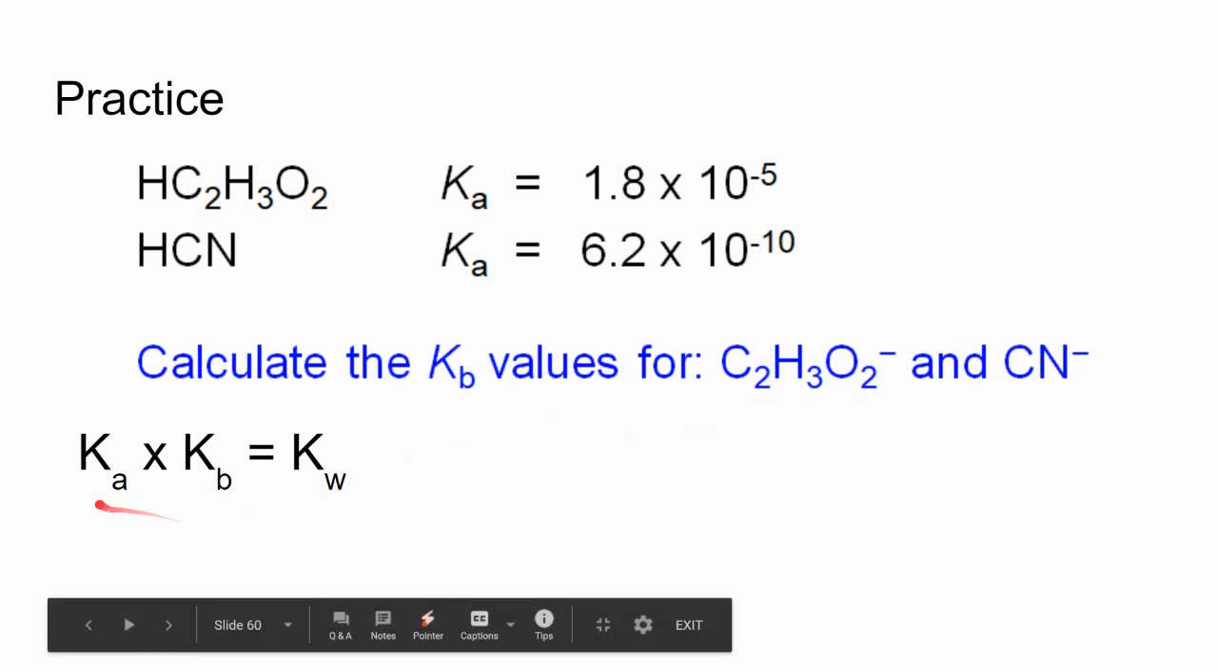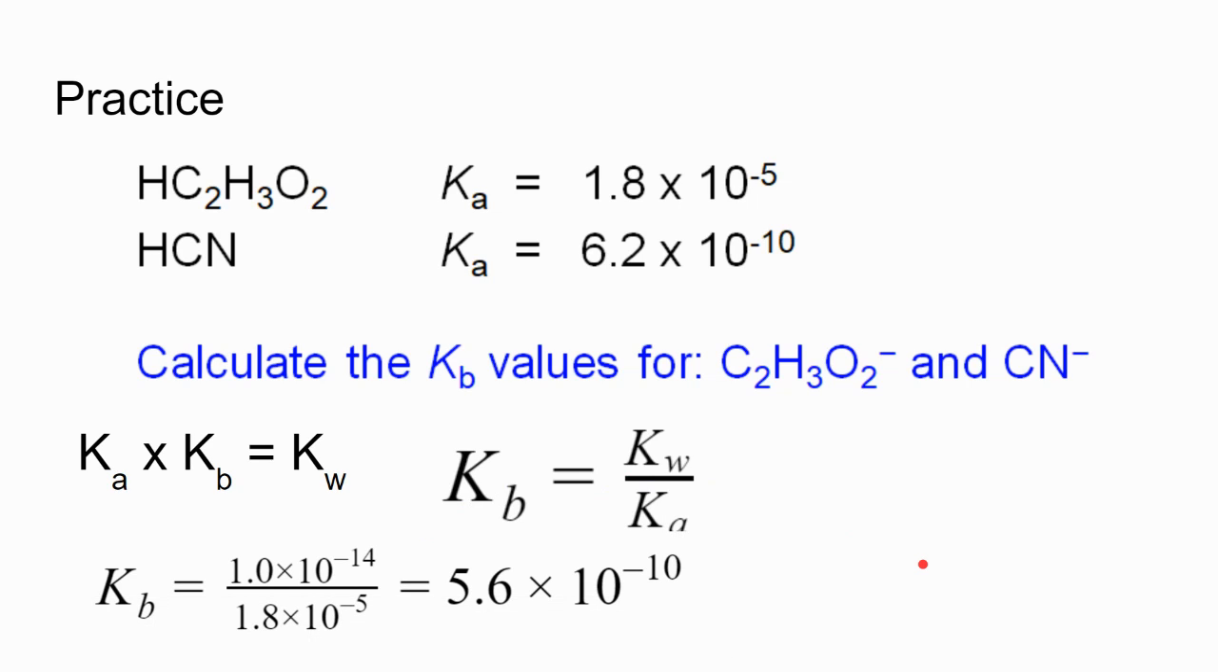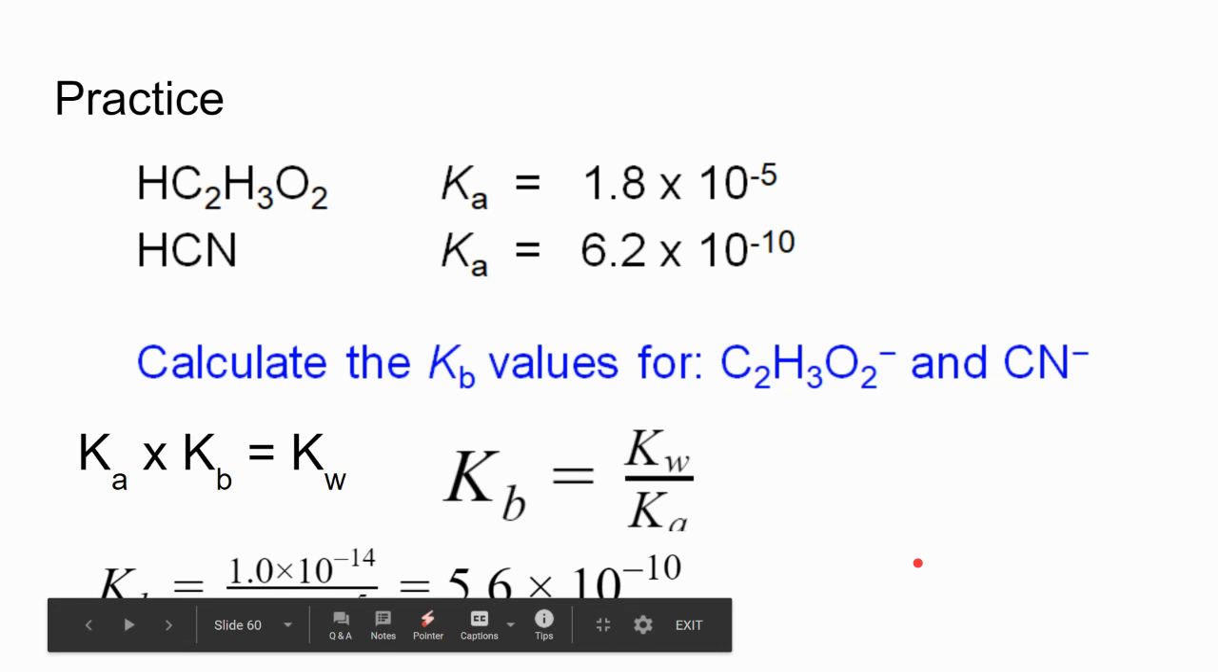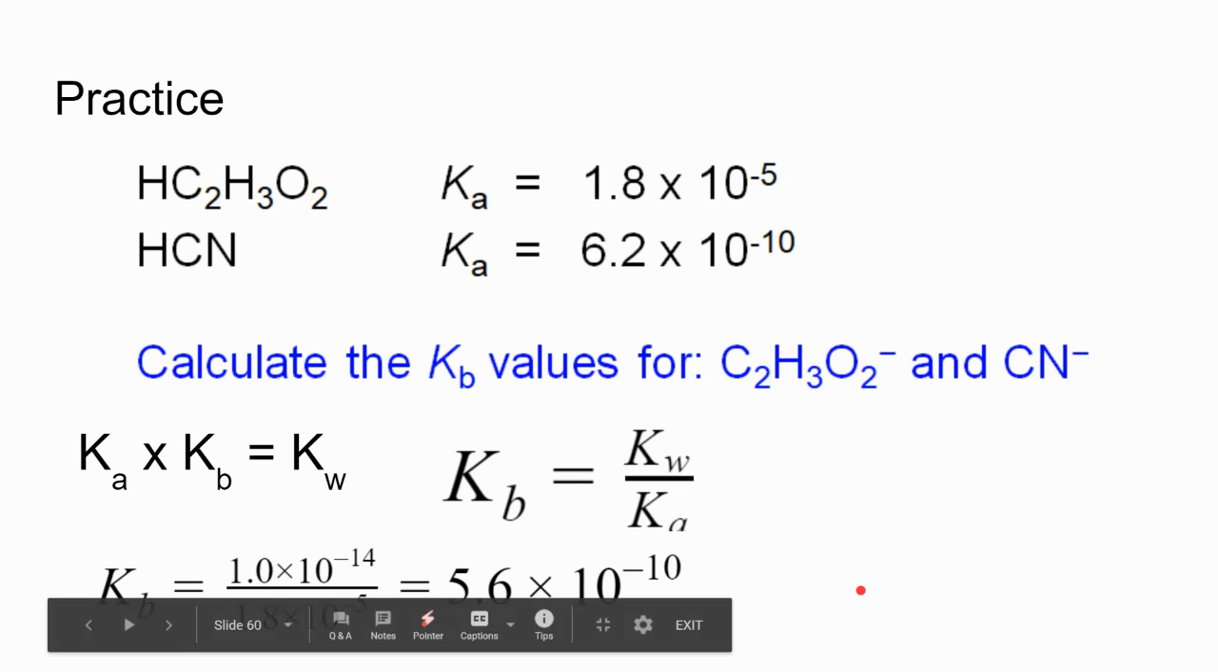We keep this equation in mind that I showed you earlier, and we rearrange it to get the Kb. And you guys know that Kw is 1 times 10 to the negative 14. The Ka is given to us as 1.8 times 10 to the negative 5. And we'll go ahead and divide those to get the Kb. So Kb for acetate at this temperature is 5.6 times 10 to the negative 10. We've got a really low number there. So just keep that in mind as we go.